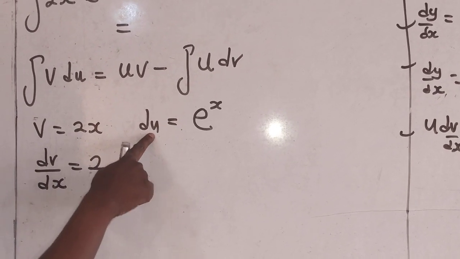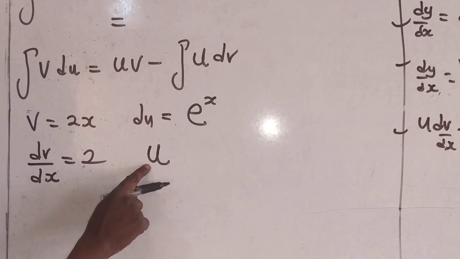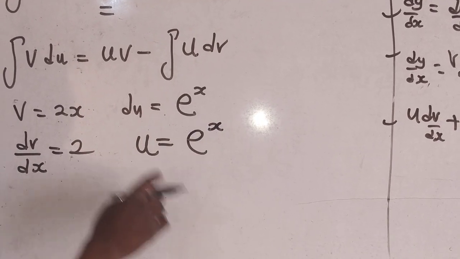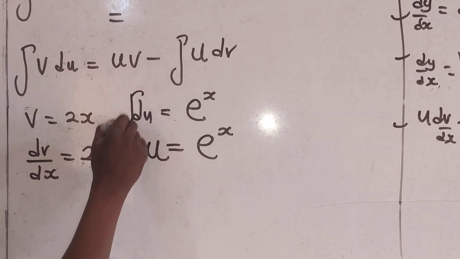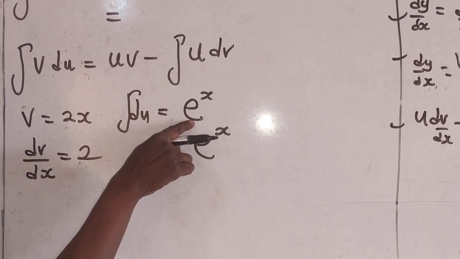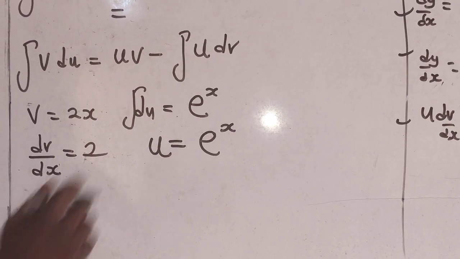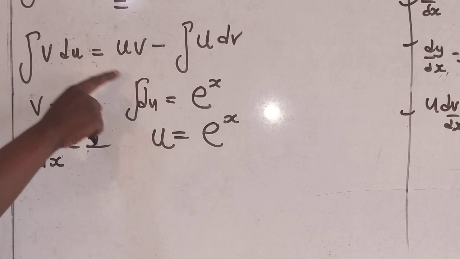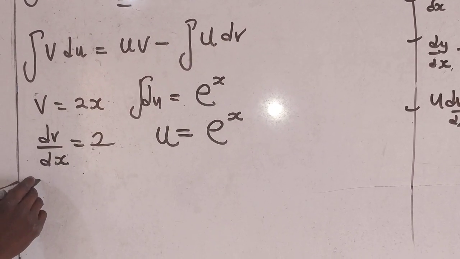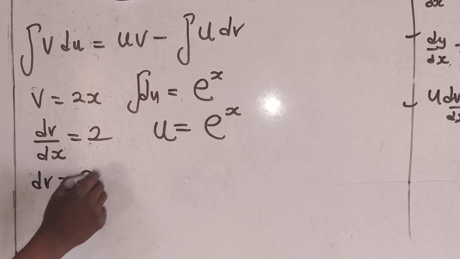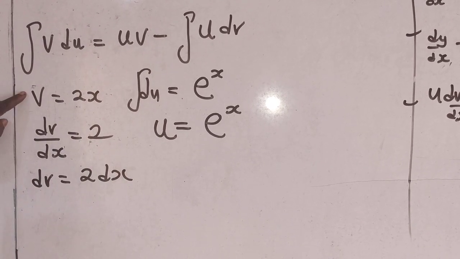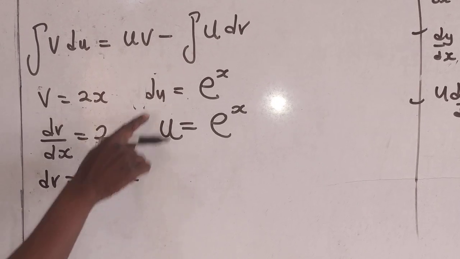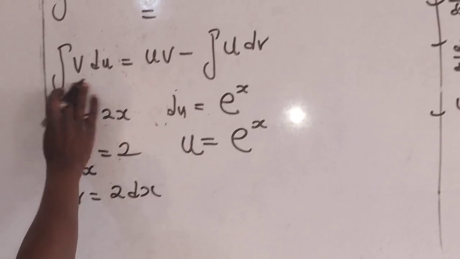If I integrate this, it will be u. u equals e raised to power x. When you integrate this one, it will give you the same thing. If you look at the standard integral table, you see that it's the same. Now I want to make dv the subject of the formula, because in the formula we also have dv. So dv equals 2 dx. Now I have v, I have dv, I have u, and I have du. Now I can apply this formula.